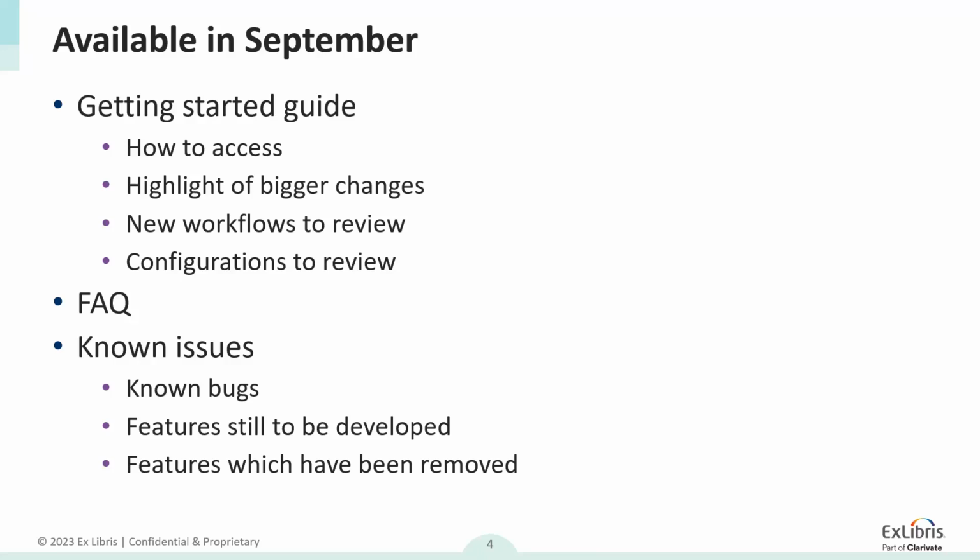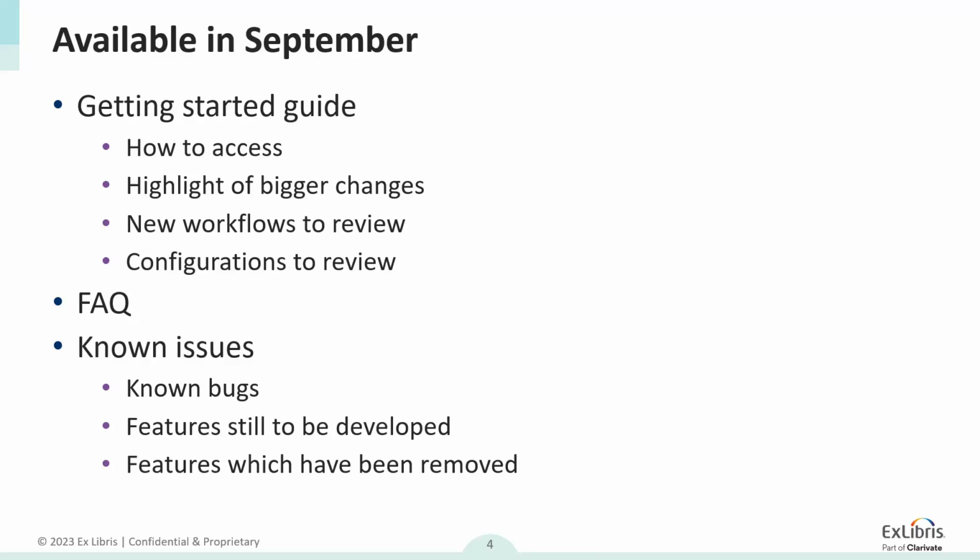There's also a frequently asked questions page and a known issues page. The known issues page is right now primarily for those early adopters. So it lists some of the bugs or things that we have changed, or plan to change, I should say, based on the feedback that we've gotten from our early adopters. It also includes some of the features that are still to be developed.